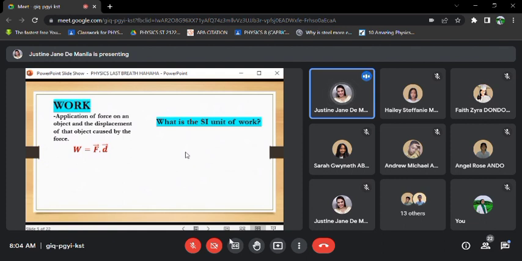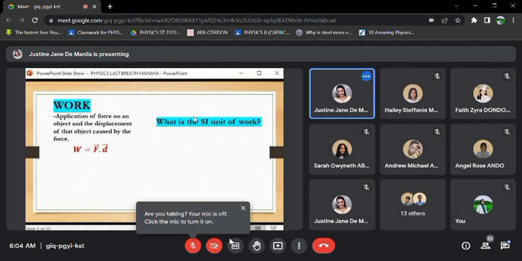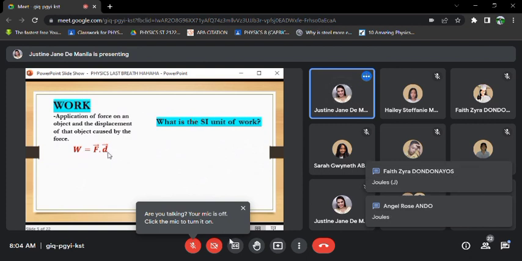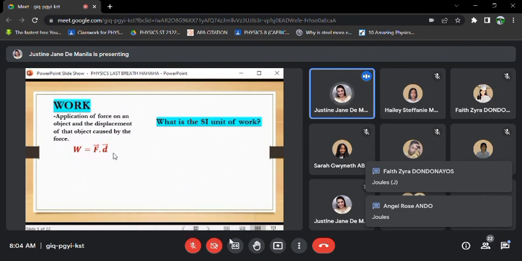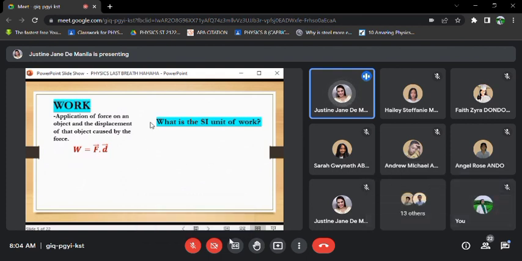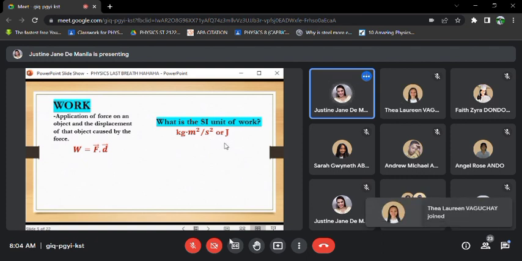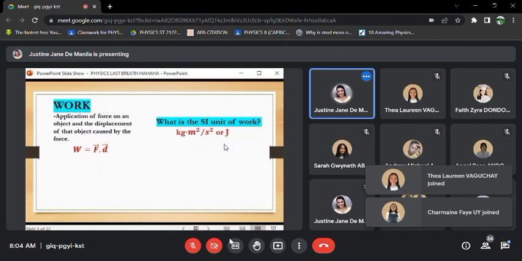What is the SI unit of work? Do you remember, class? So, joules. Very good, Faith and Angel. How about the others? The SI unit of work is kilogram meter squared over second squared, or joule. The joule here is the product of Newton and meter.